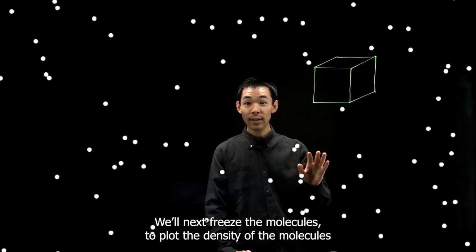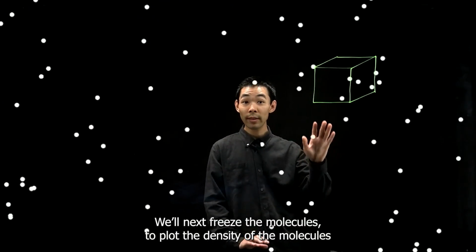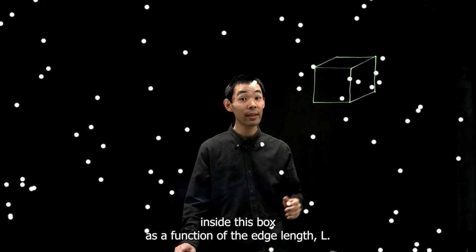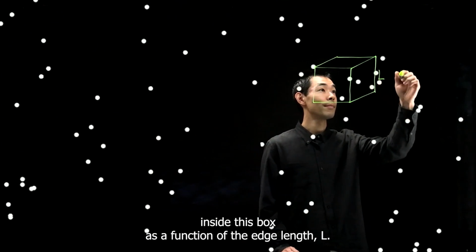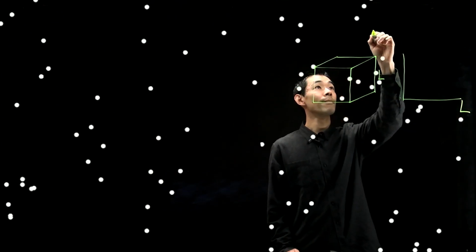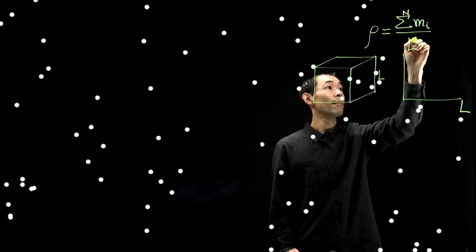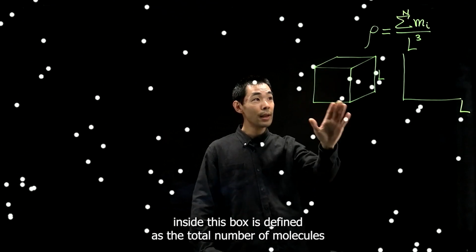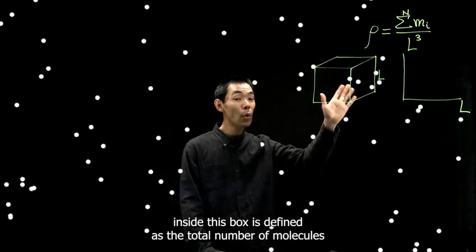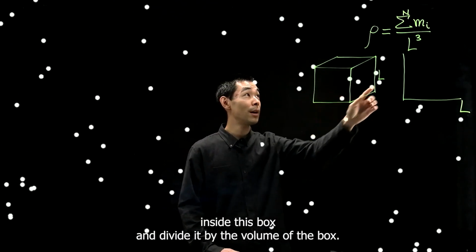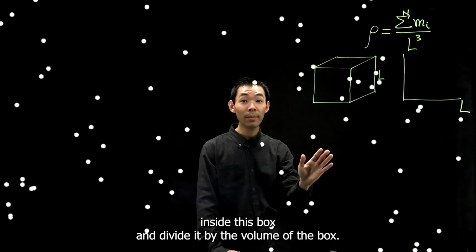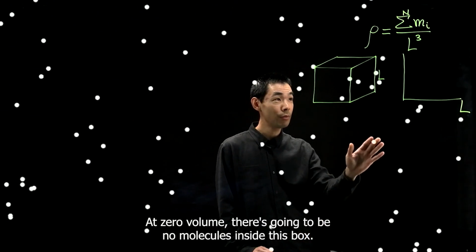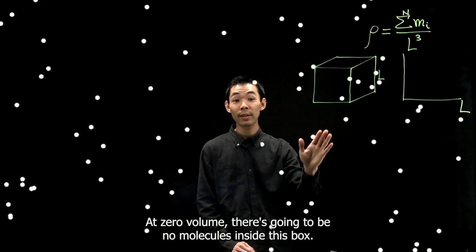And what we'll do next is to freeze the molecules to plot the density of the molecules inside this box as a function of the edge length L. The density of the molecules inside this box is defined as the total number of molecules inside this box, N, divided by the volume of the box, L cubed. At zero volume, there's going to be no molecules inside this box.